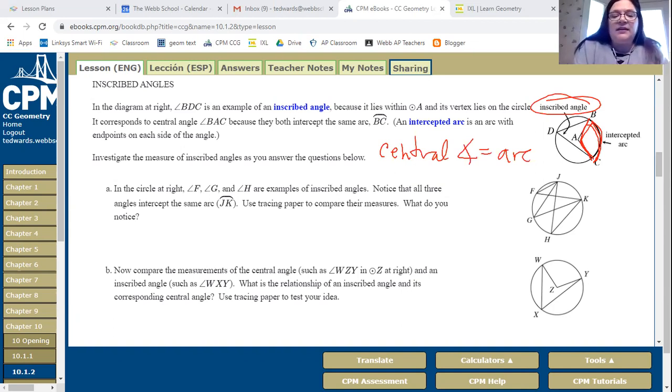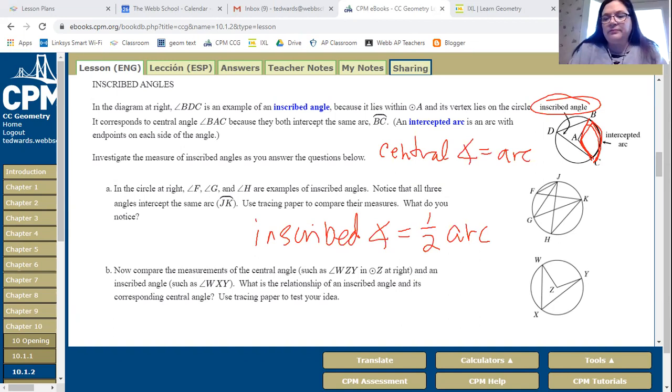Were we able to measure these with protractors, we would very quickly find out, and consistently, that an inscribed angle equals 1/2 the measure of the arc. So the central angle is straight up the same measure in degrees. The inscribed angle is 1/2 the measure of the arc.